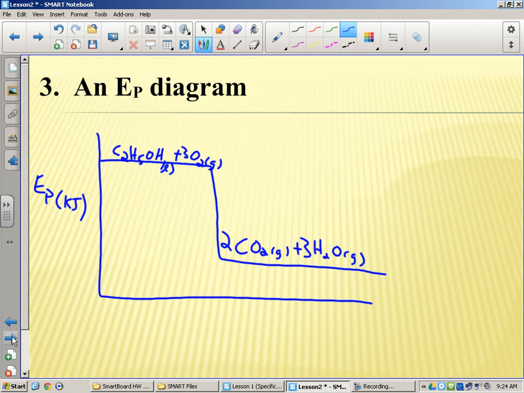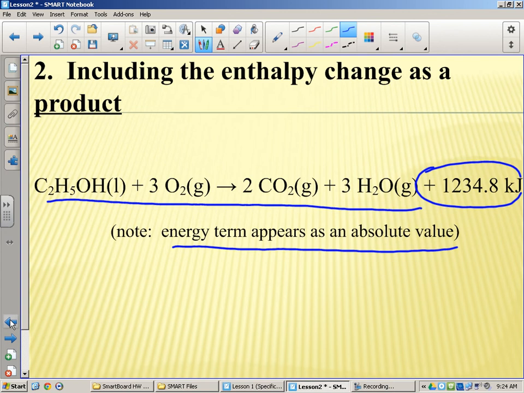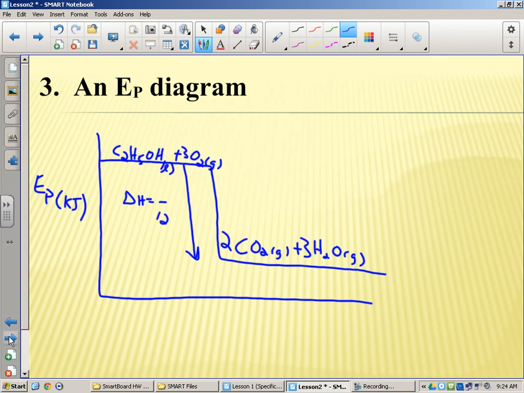And in this case, we're going to start here. We're going down to here. Delta H in this case is a negative, whatever it was. What was it? 123.48 kilojoules. So we are losing that much potential energy when we do this. We're giving it off. So once again, it's decreasing.